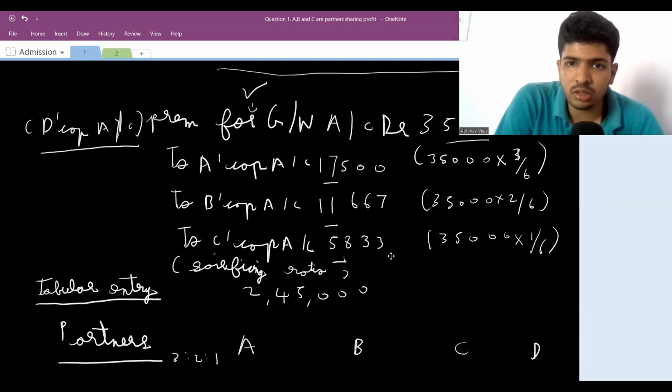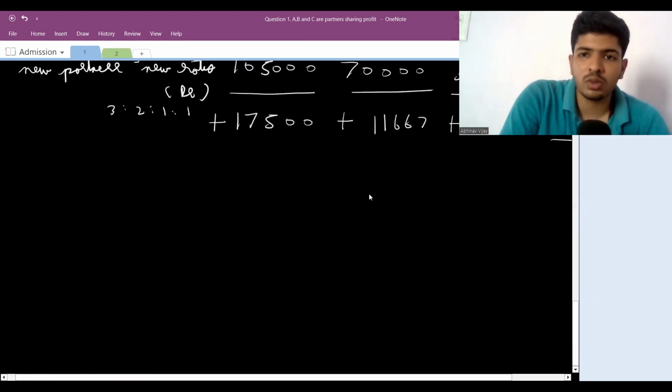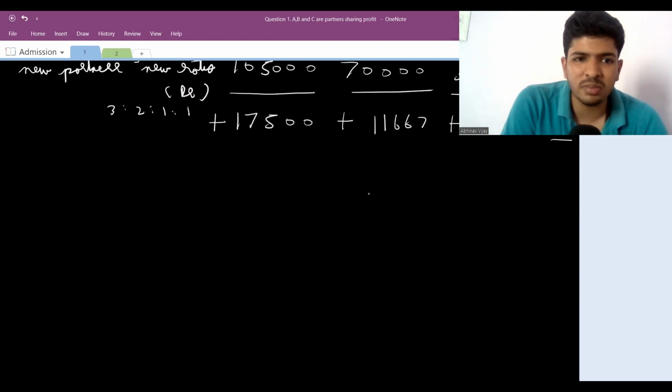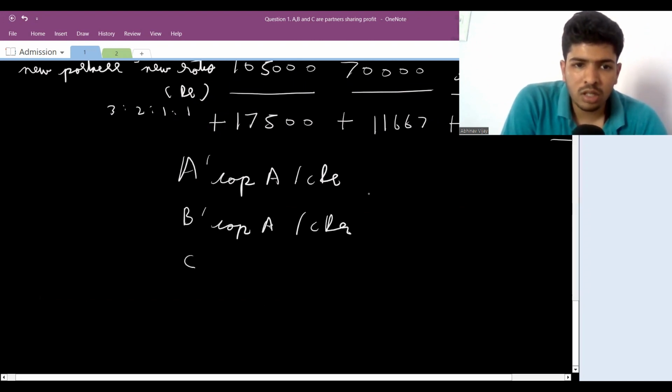That is to say, this share was distributed in the sacrificing ratio. Now, the next part of the question was withdrawal. What is the withdrawing entry? It's simple. A's capital account debited, B's capital account debited, C's capital account debited, to bank.